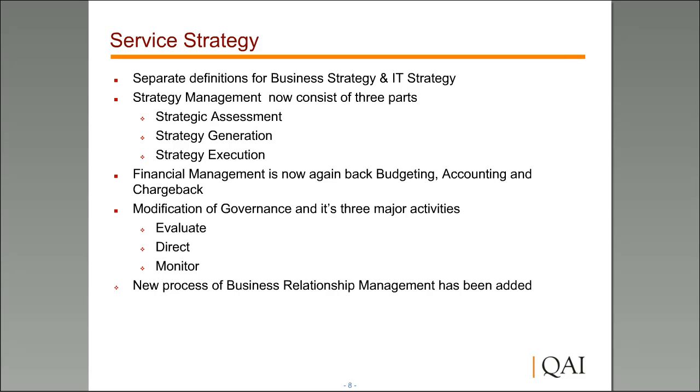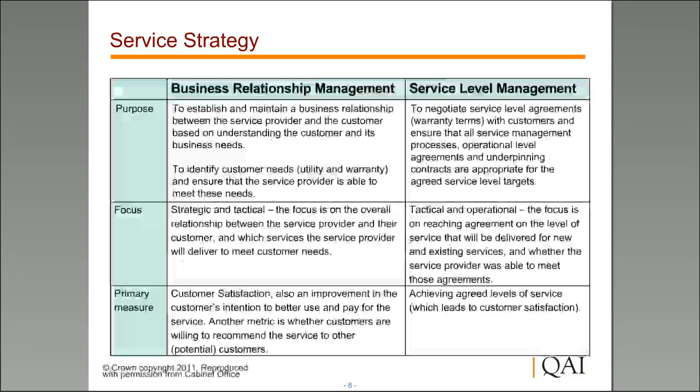The new process that has been added is business relationship management. You all might be aware that there was already a process in service design called service level management. Now, in any kind of pyramid structure, we will have a strategic, a tactical, and an operational level. Business relationship management will cover most of the strategic part and some of the tactical part, whereas service level management will cover the tactical and operational.